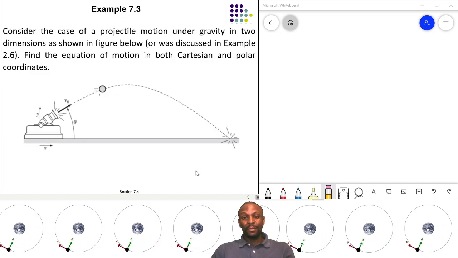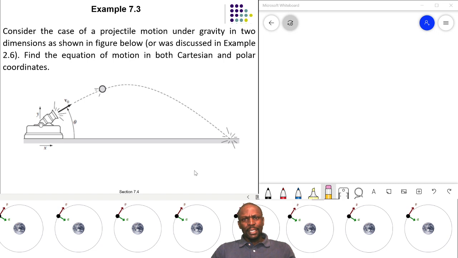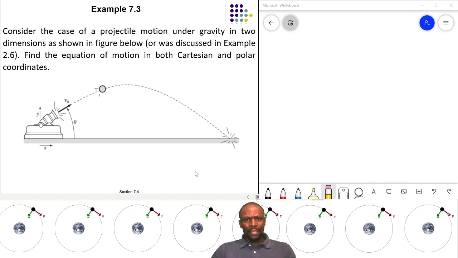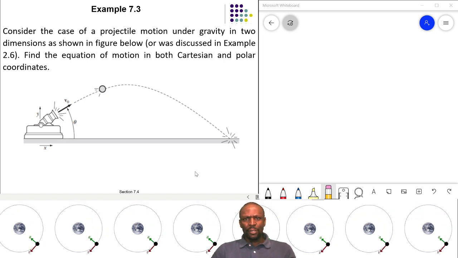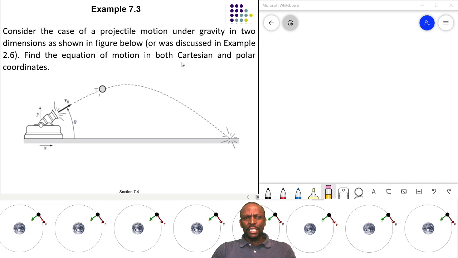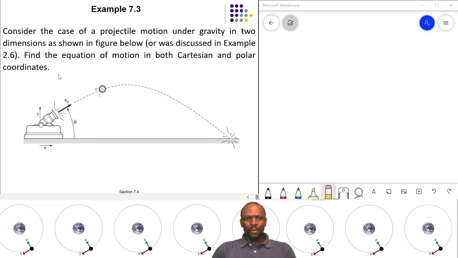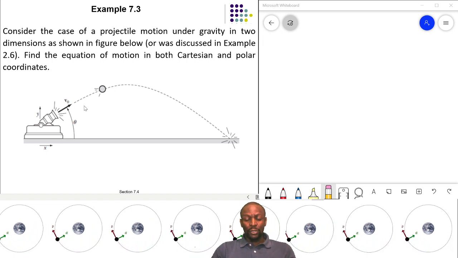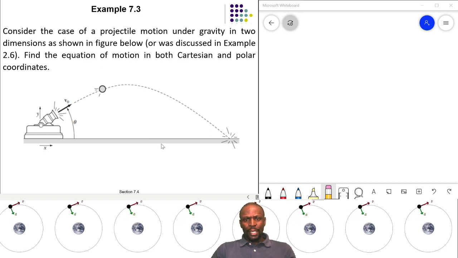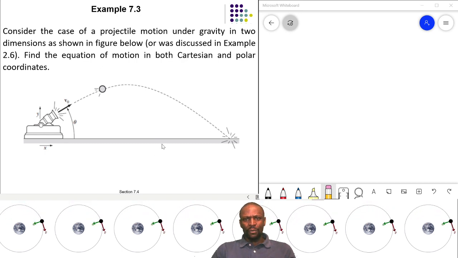holonomic equation. Now, let us also do the following example 7.3. Consider the case of a projectile motion under gravity in two dimensions as shown in this figure. Now, find the equation of motion in both Cartesian and polar coordinates. So this is what you are given. Now, we just have to find the equation of motion.